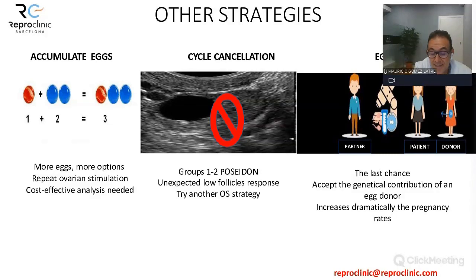The egg donor is always the last chance, and it's not the topic of today's webinar, but you have to know that it's the best choice to have success in terms of ongoing pregnancy. The most important difficulty, as you can imagine, is giving up the chance of becoming pregnant with your own oocytes and accepting the contribution of a donor in the reproductive project. This is a very personal couple decision, always respected.